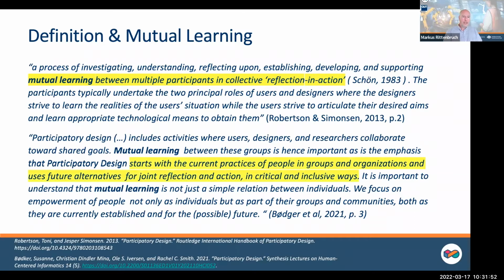And again, in this second definition, we find this notion again, saying that mutual learning starts with the current practices of people in groups and organizations and uses future alternatives for joint reflection and action. So this notion of future alternatives is very important. So we're not just designing for the status quo, we're designing for potential future outcomes and the way that people would like to work.